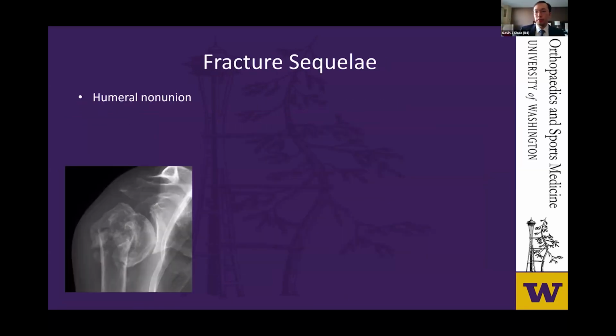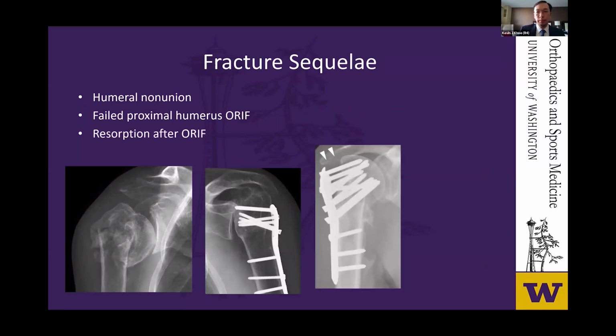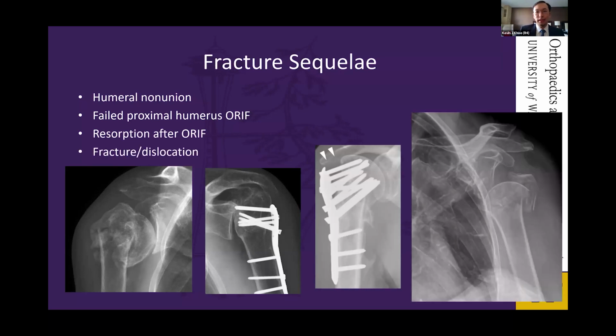Proximal humeral nonunion can present with significant deformity that can complicate fixation of the humeral component. Similarly, after prior proximal humerus ORIF, one can see deformity and bone resorption, complicating humeral component fixation. And as discussed previously, fracture dislocation can also result in humeral bone loss.